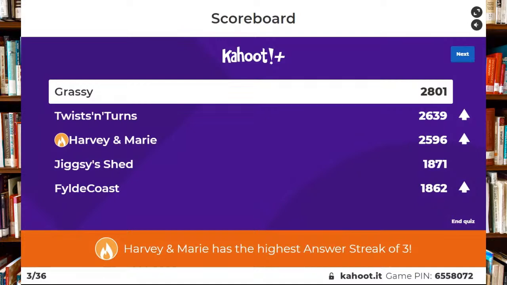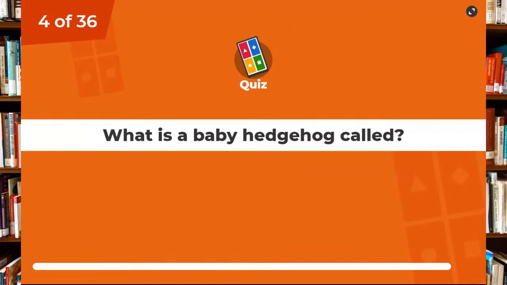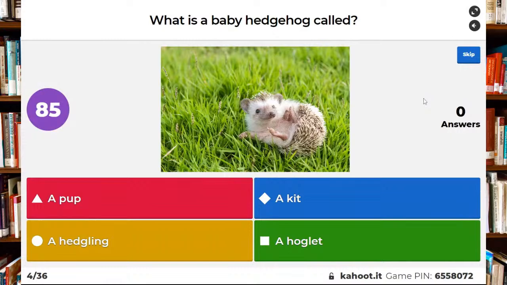It's a cute one, this one. And it's, what is a baby hedgehog called? Is it a pup? Is it a kit? Is it a hedgling? Or is it a hoglet? Baby hedgehog. What would you call that? Or Spiky, I suppose, really. But is it a pup, a kit, a hedgling, or a hoglet?